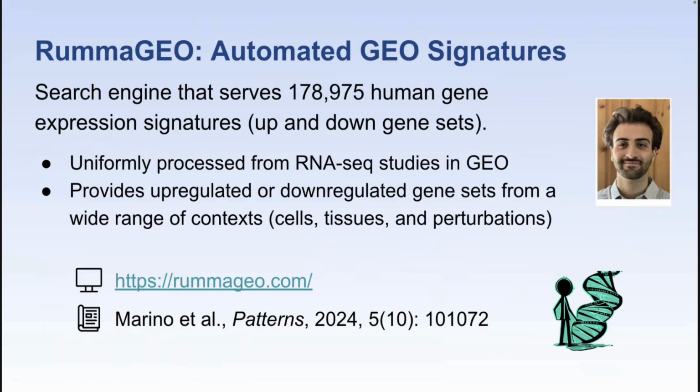But ChEA-KG combines data from ChEA-3 with another tool developed by the Ma'ayan Lab called ReMap-GEO. So the development of ReMap-GEO was led by a former lab member that some of you may know, Giacomo Marino. He's now pursuing his PhD at Yale. But ReMap-GEO is a search engine that serves about 180,000 human gene expression signatures, and these are uniformly processed from studies that are published in the Gene Expression Omnibus. So ReMap-GEO contains a wide variety of up and down gene sets, and the link to the site as well as the publication are here again in case you want to read more.